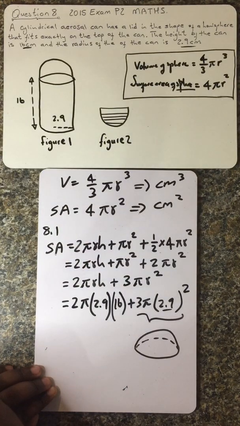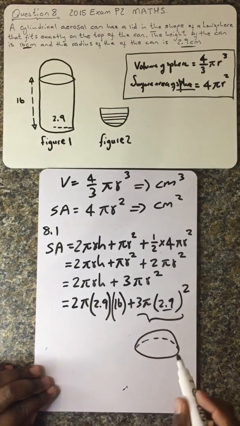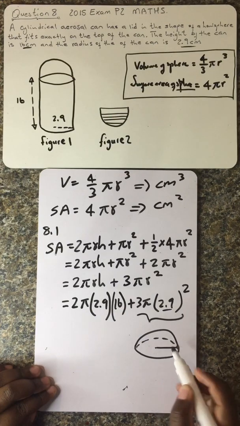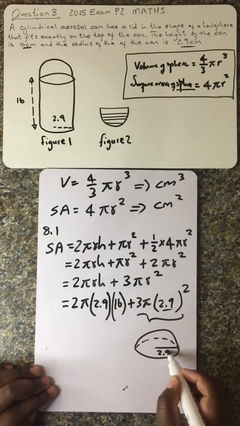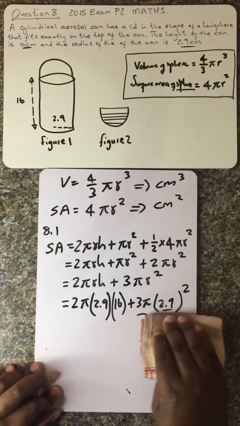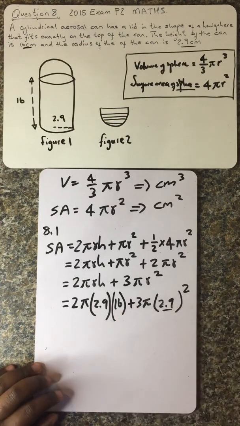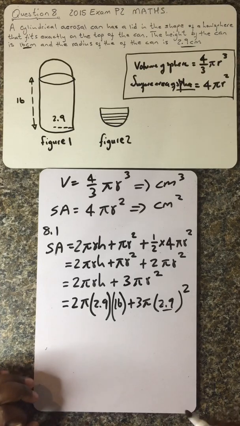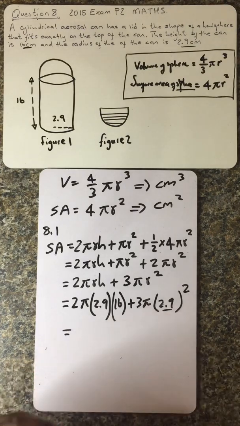If it fits exactly on the top of the cane, then the radius is the same. Because we know the radius of the cane is 2.9, that means the radius of the lead is also 2.9. Ladies and gentlemen, it is very important that you understand this part. Now let's move on with this question.